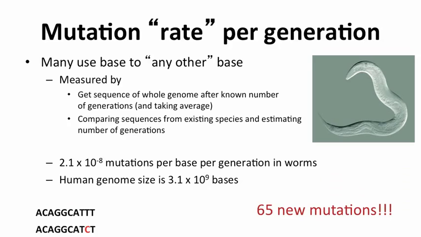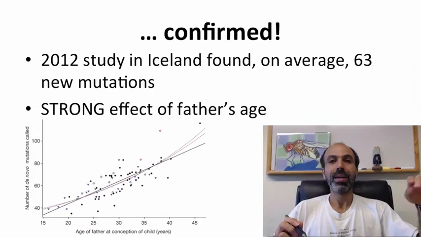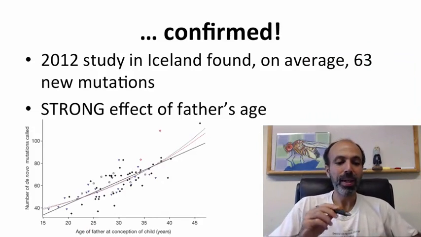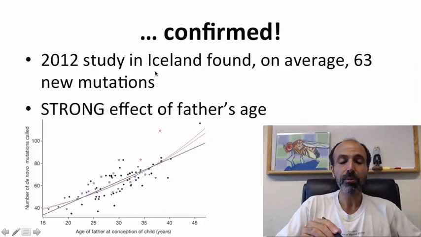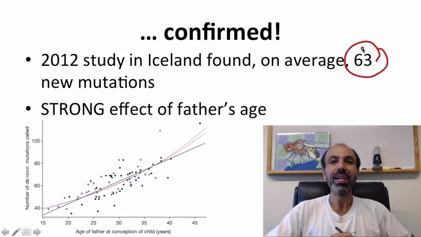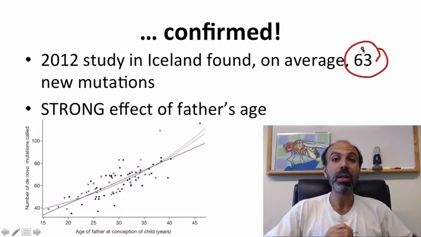And as I said, mutations are happening all the time. And amazingly, this finding is absolutely confirmed. You see a 2012 study from various Icelandic families found on average 63 new mutations. This shows the value of extrapolating from model system studies.